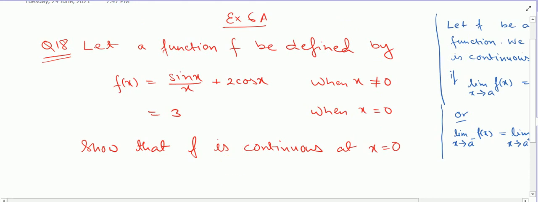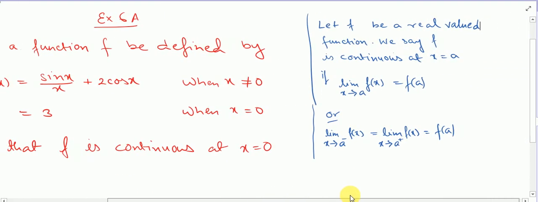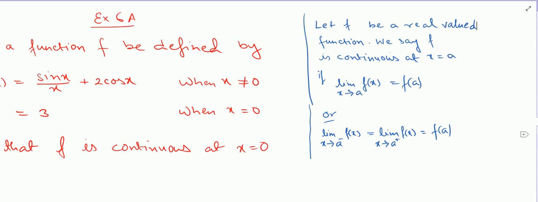We will try to recall the definition for continuity at x equal to a. Let f be a real valued function. Then we say that the function is continuous at x equal to a if limit x tends to a f(x) is equal to the functional value at a, or we can say that left hand limit is equal to right hand limit is equal to f of a.